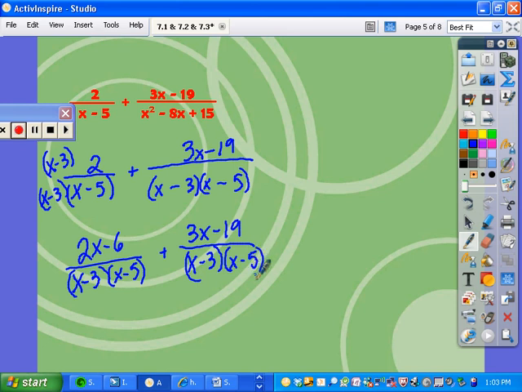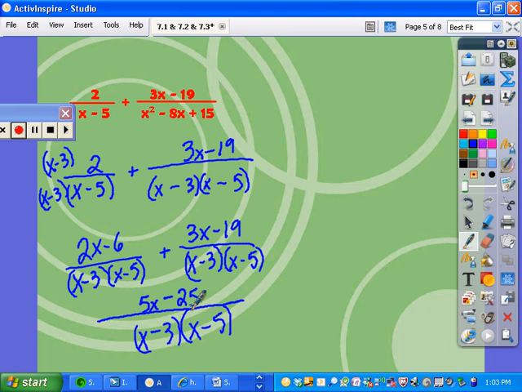Alright, now you have the common denominator, you merge it together and just add your numerators together. The denominator stays the same. I don't have to worry about my sign on this one because it's a plus. So really I'm going to have a 2x minus a 6 plus a 3x minus a 19. And I'm going to go ahead and save myself a step here, and just combine my like terms at this stage. I've got a 2x plus a 3x, that's 5x. I have a negative 6 that I'm going to add to a negative 19. That's going to be a negative 25.